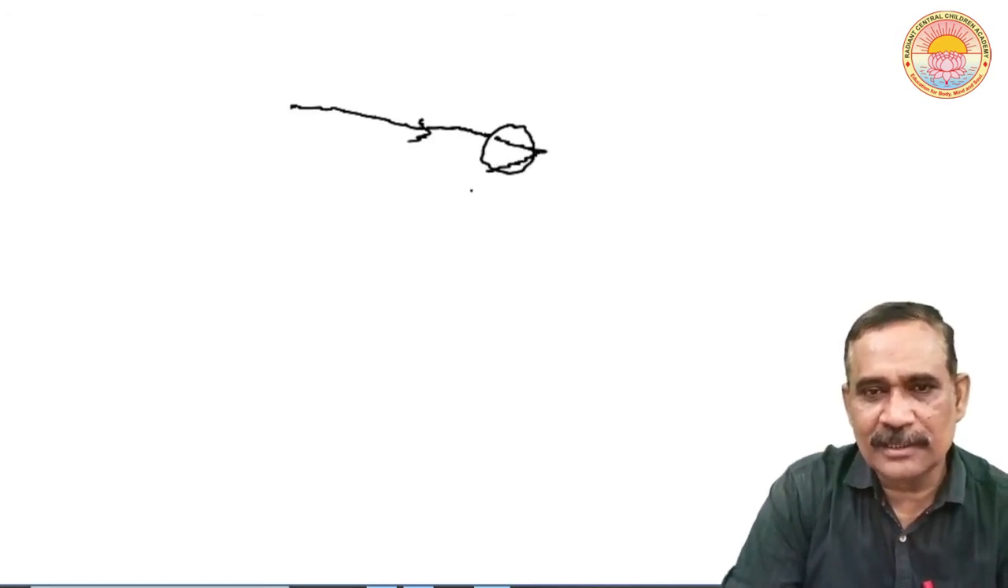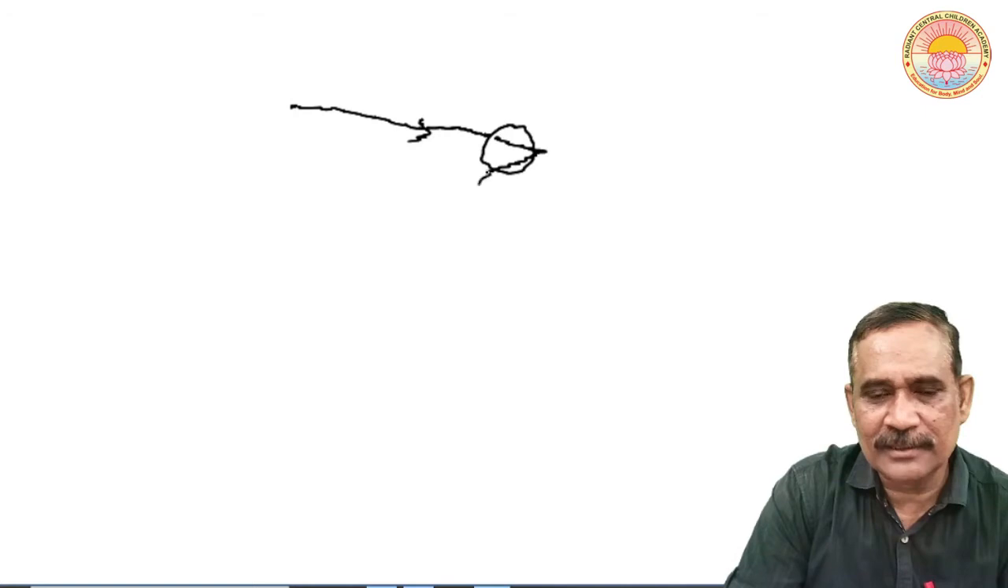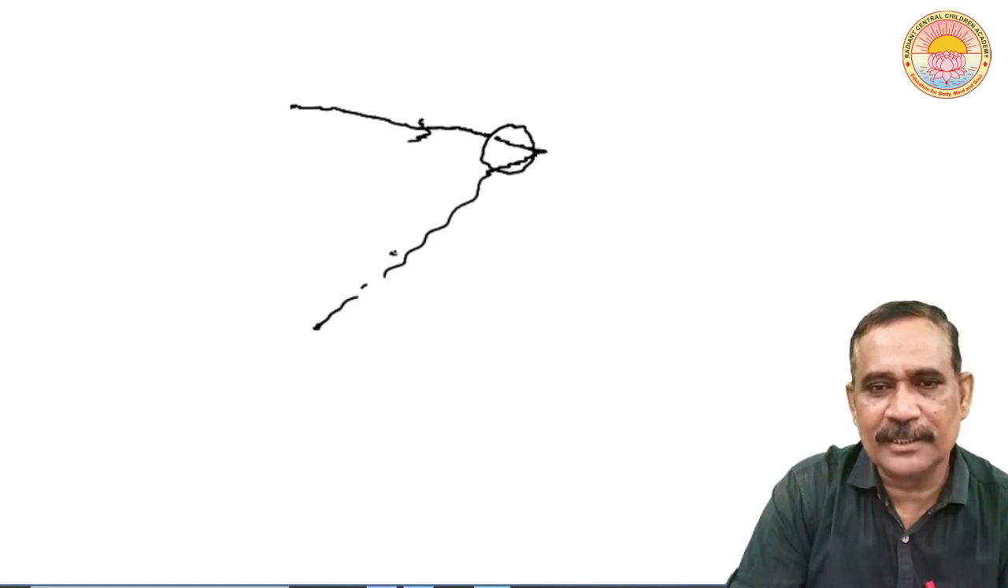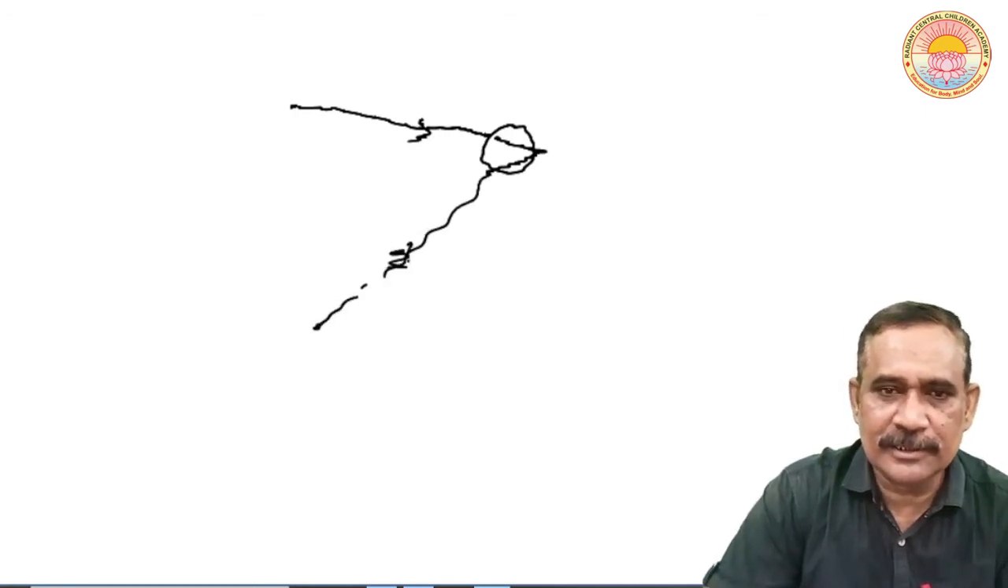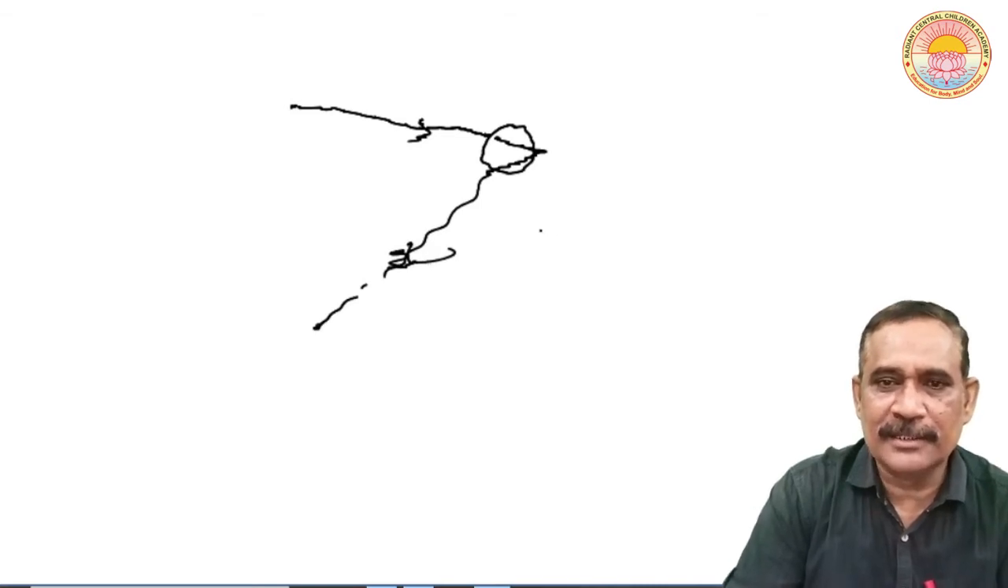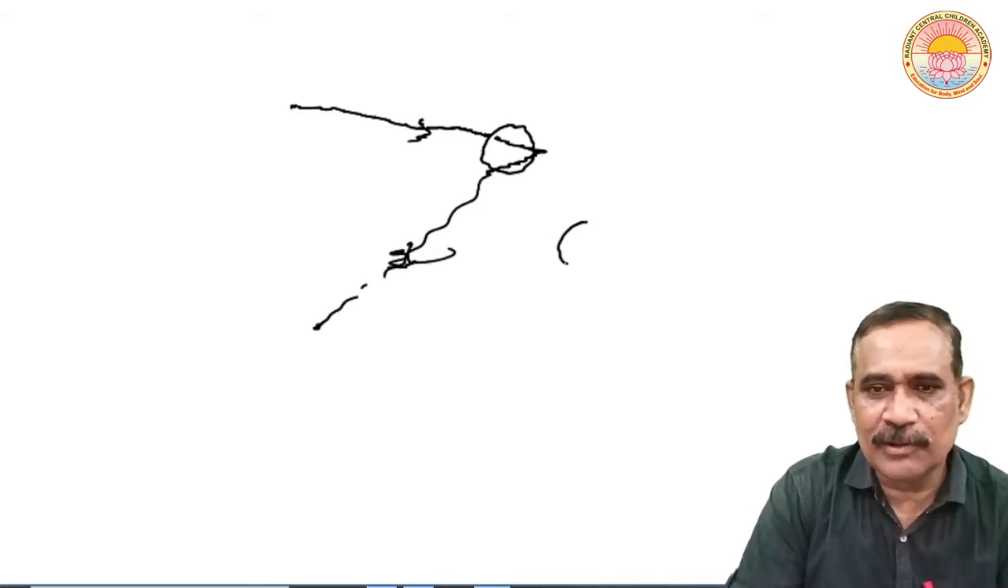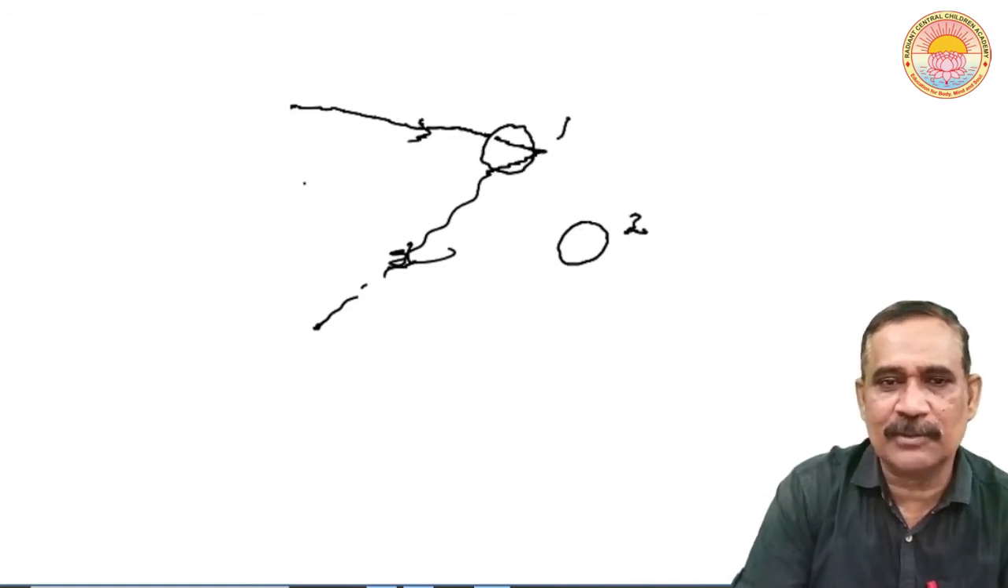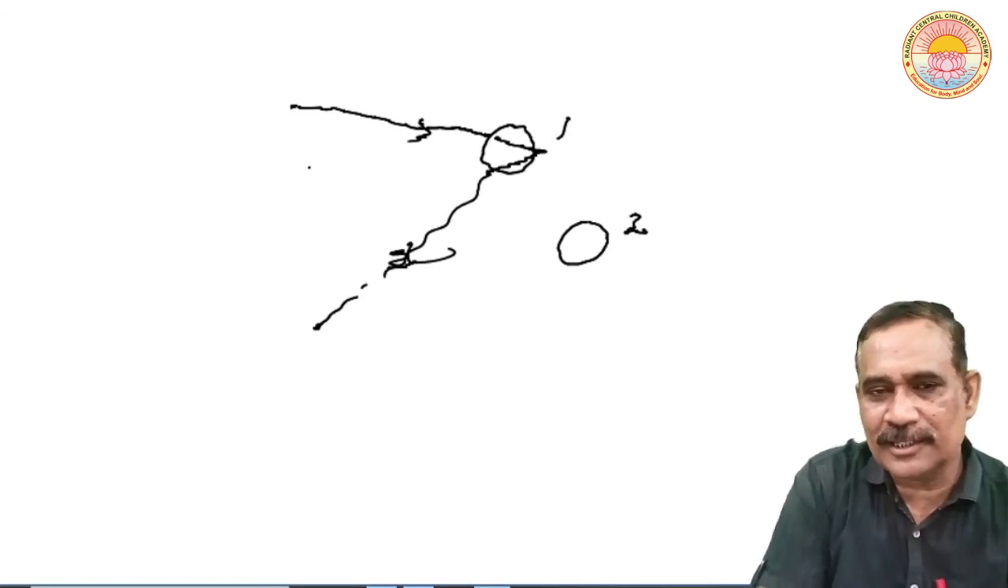This is reflection, and then again refraction. This is the refraction process. Second, suppose that this is the second water drop. This is the first water drop present in the atmosphere, and this is the second water drop present in the atmosphere.